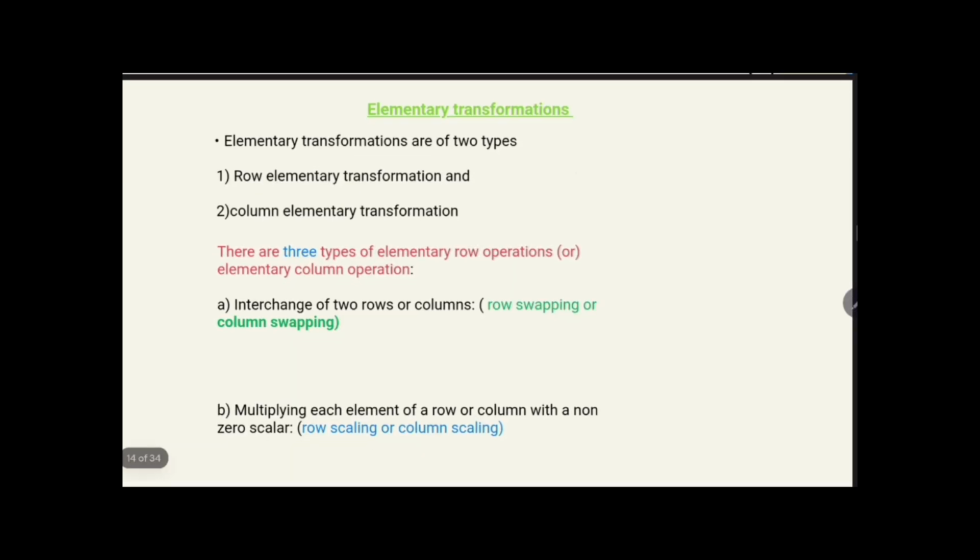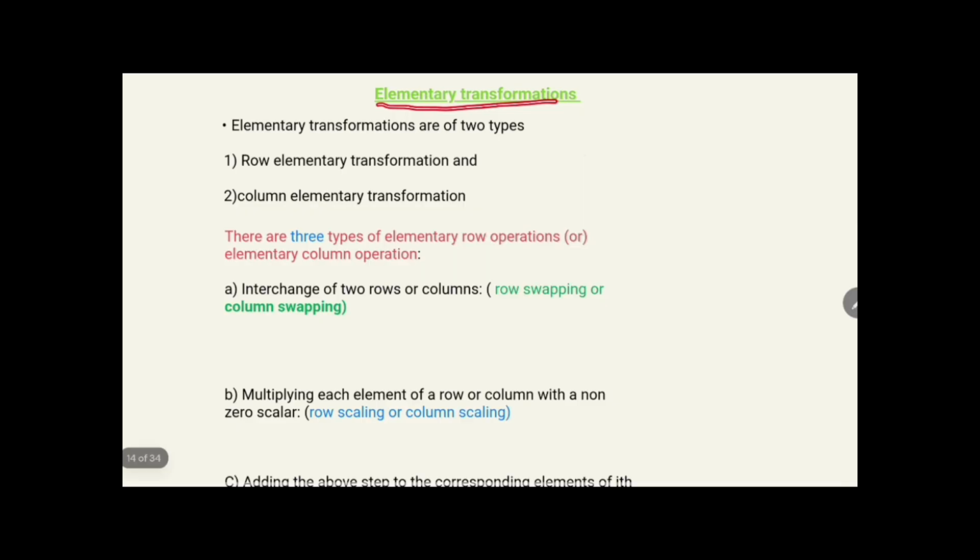It is very important to know what elementary transformations are. Elementary transformations are of two types. The first one is row elementary transformation and the second one is column elementary transformation. Again, the row elementary and column elementary transformations are of three types. The first one is interchanging of two rows or columns. We call it row swapping or column swapping. That is, we have to interchange any two rows or any two columns.